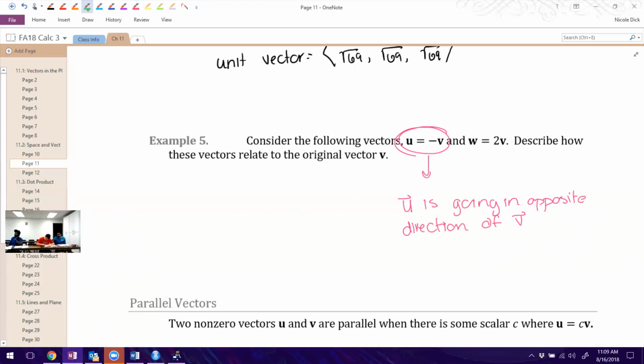All right, how about w? How does w relate to its original vector v? 2 times, right. It's just been stretched out. So same starting point, it just does vector v and then basically does it again. It's just going to be twice as long as vector v.